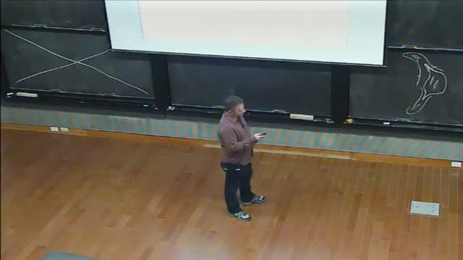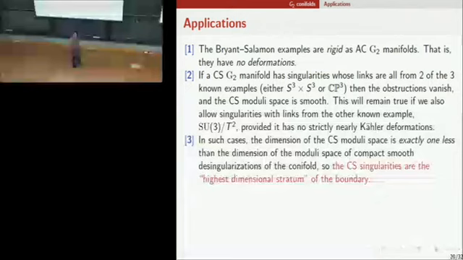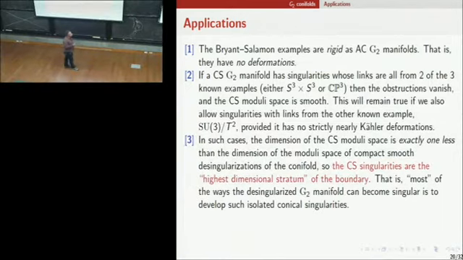Well, since it's compact, you can compute the dimension of the moduli space from Dominic's result. It's just B3 of the compact thing. And from our result, when the CS moduli is smooth, you can compute the dimension of that. It turns out that the dimension of the CS things is exactly 1 less than the desingularized moduli. So the CS singularities are the highest dimensional stratum of the boundary. In other words, most of the ways that this G2 manifold can become singular is to develop these CS singularities.